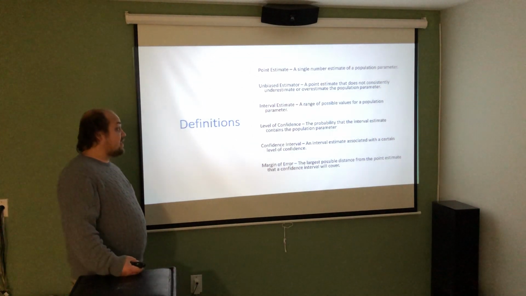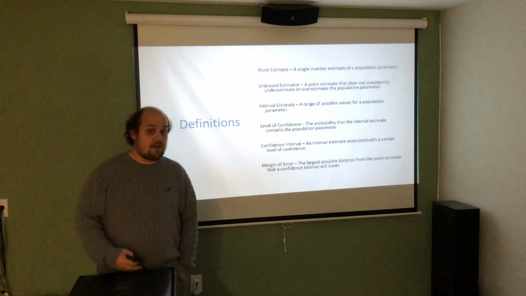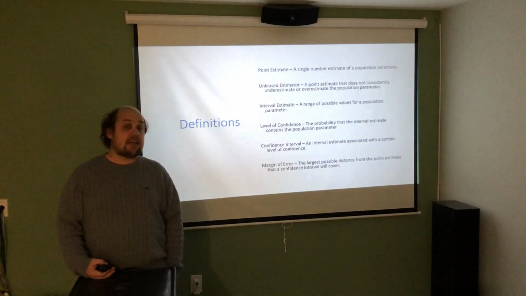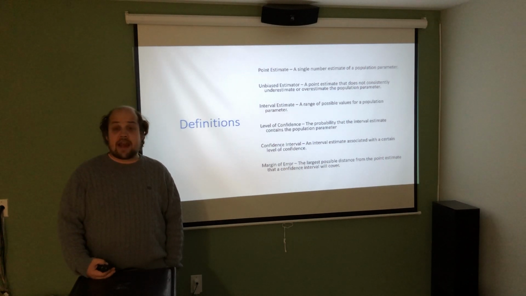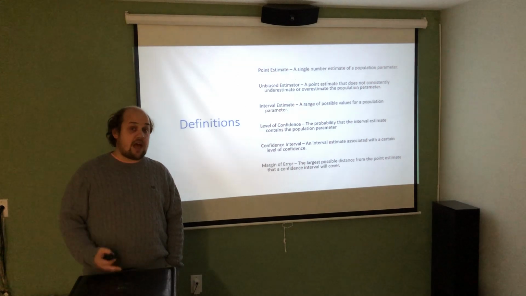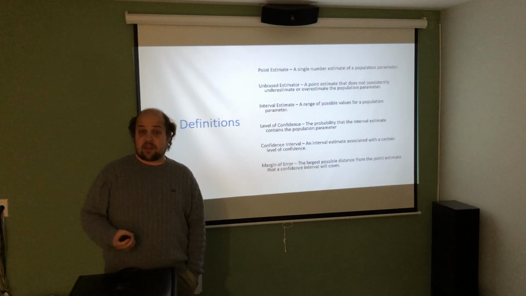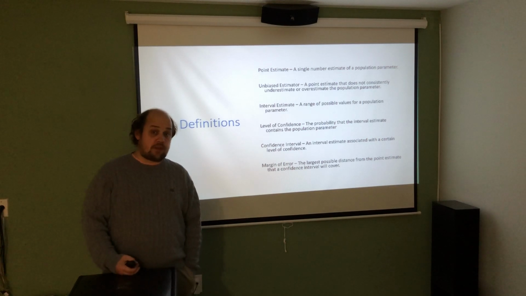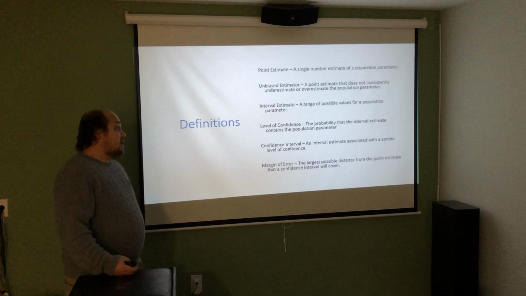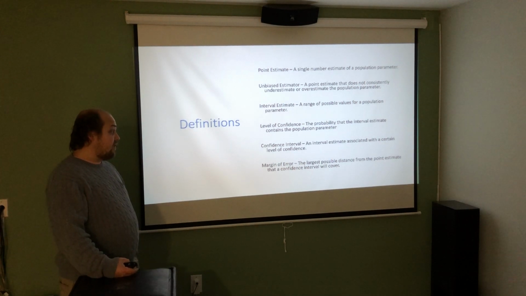The level of confidence is the probability that the interval estimate contains the population parameter. Basically, for our purposes, we'll be looking at either 90% confidence, 95% confidence, or 99% confidence. And depending upon which of those three confidence levels we choose, it's going to change the math slightly. Specifically, it's going to change what constant we multiply by, based on the percent confident we want to be. The confidence interval is an interval estimate associated with a certain level of confidence.